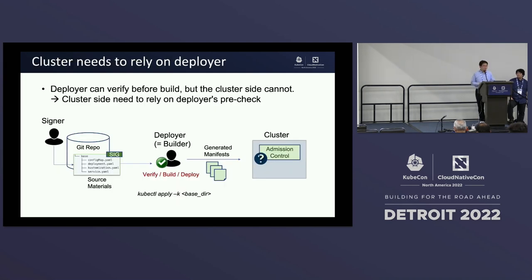So in this case, from the signature verification viewpoint, the situation becomes complicated. The signer can put the signature on the source repository, and the deployer can verify the source material. But after that verification, the deployer does the manifest build, and then deploys the generated manifest. That means the generated manifest does not have the signature. So the deployer can verify the signature before actually deploying, but it is not delivered to the cluster side. So cluster side admission control doesn't work in this case. That means the cluster side needs to rely on the pre-check by the deployer.